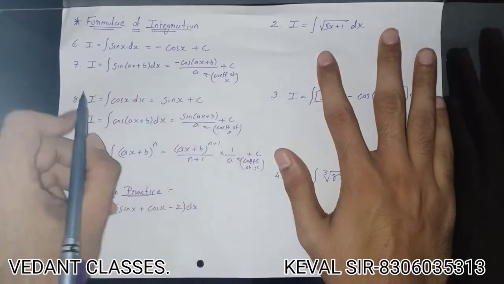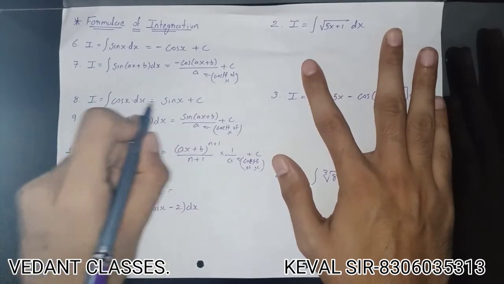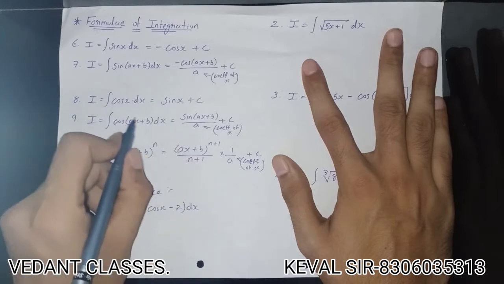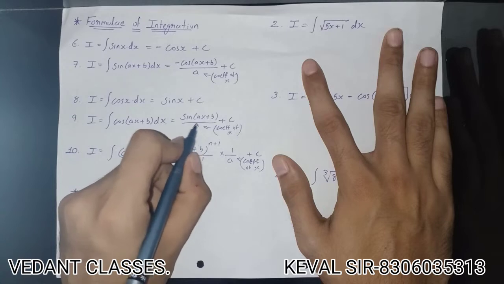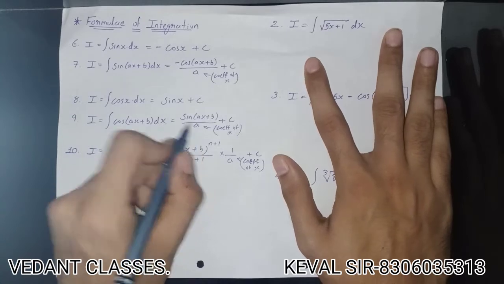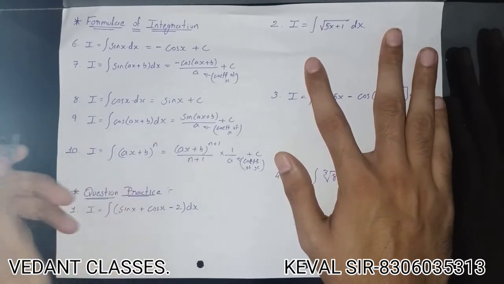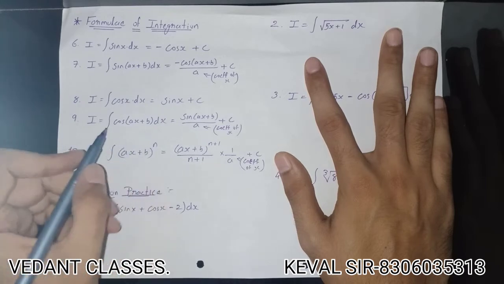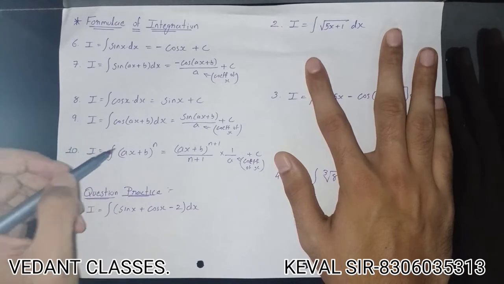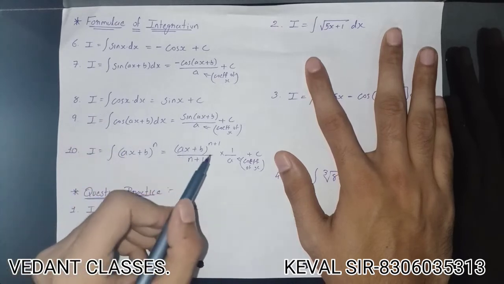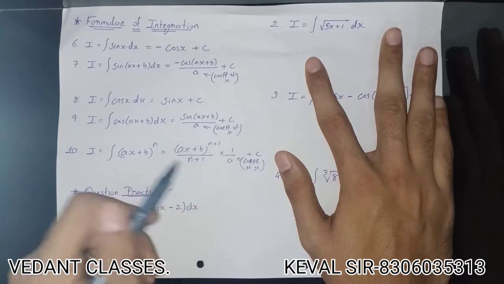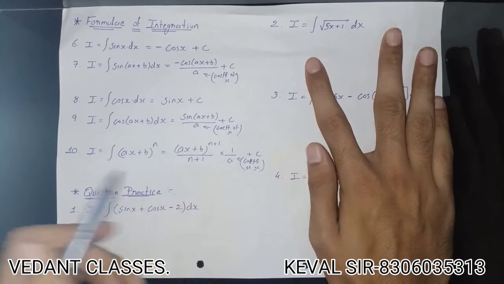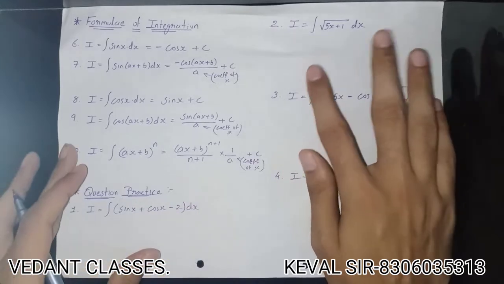Okay, now similarly the integration of cos x is plus sin x, and similarly if there is any function like this in the argument, then you need to place the coefficient of x in the denominator. Okay, and the last formula is like this: if any function is given as ax plus b the whole raised to n, then you need to increase the power and divide by the new power. Then in this case also you need to multiply the denominator with a. Okay, so let's solve a few questions regarding these formulas.